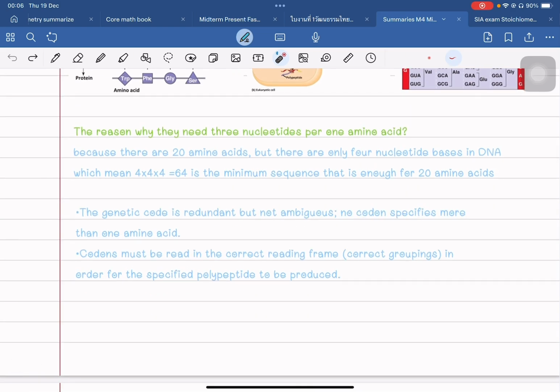The genetic code is redundant but not ambiguous. No codon specifies more than one amino acid, and codons must be read in the correct reading frame, meaning the correct groupings, in order for the specified polypeptide to be produced.